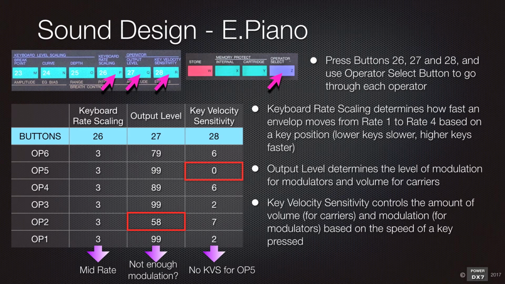Key velocity sensitivity controls the amount of volume for carriers and modulation for modulators based on the speed of a key pressed. Note that carrier operators 1 and 3 are set at 2, but operator 5 is set at 0. So there is an inconsistency in setting up key velocity sensitivity.